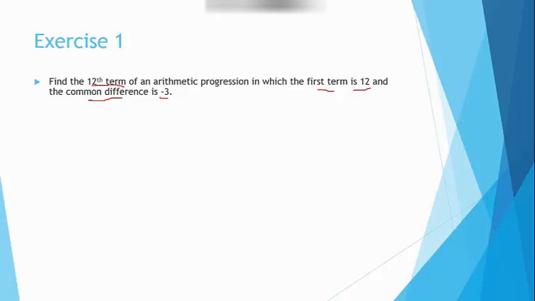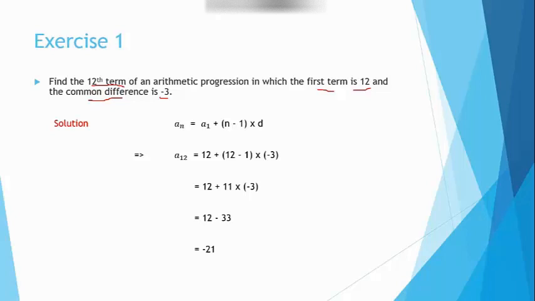The general formula for the nth term of an arithmetic progression is an equals a1 plus (n take away 1) times d, and we are going to substitute these values. For the 12th term, a1 equals 12 and the common difference d equals negative 3. If you substitute those values, you get an equation like that. By simplifying, you get 12 plus 11 times negative 3. Further simplifying gives 12 take away 33, which equals negative 21. So the 12th term of the arithmetic progression is negative 21.